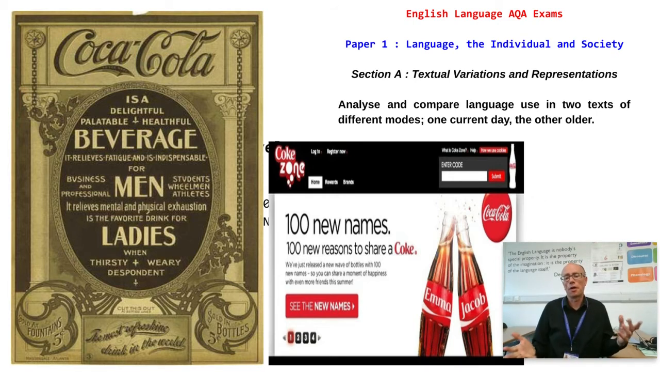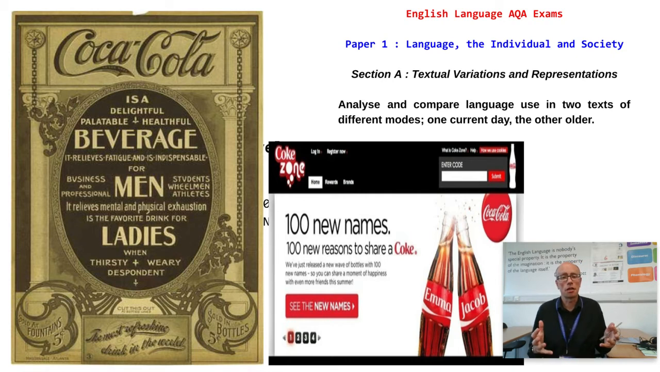Your paper one has the rather snappy title of Language, the Individual and Society. And it's divided into two sections. The first section is where you are given two texts. It's called Textual Variations and Representations. You're given two texts, a bit similar to what you're seeing there, the Coca-Cola advertisements. And what you have to do is analyse and compare the language use in these two different texts.